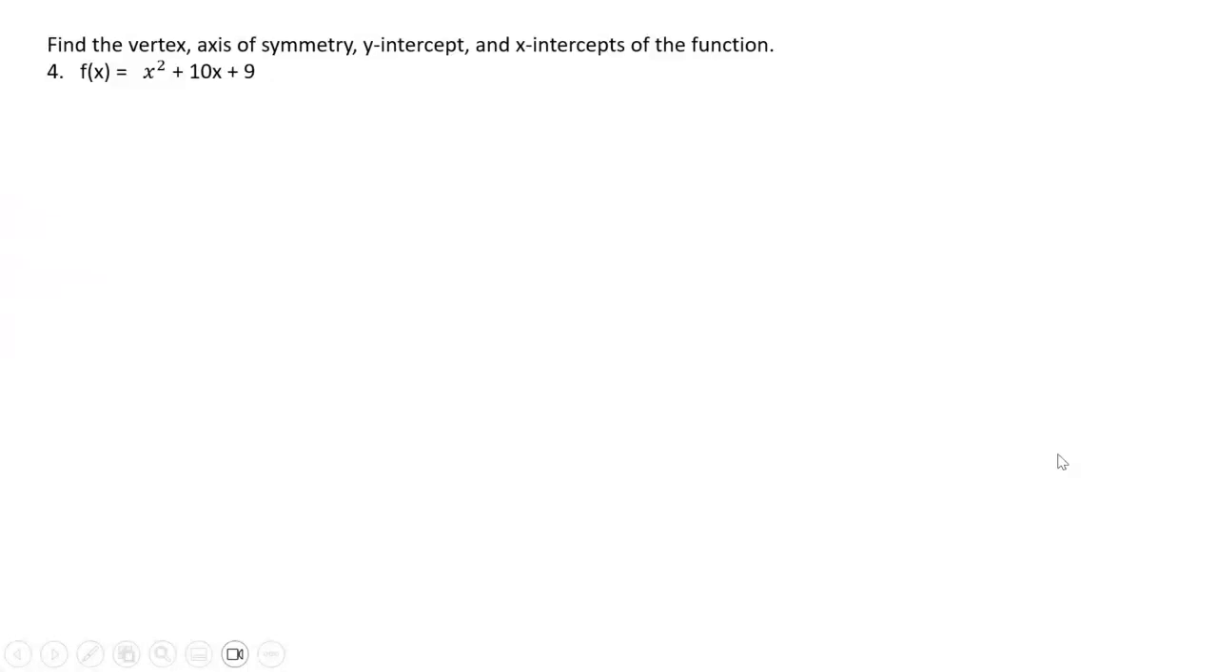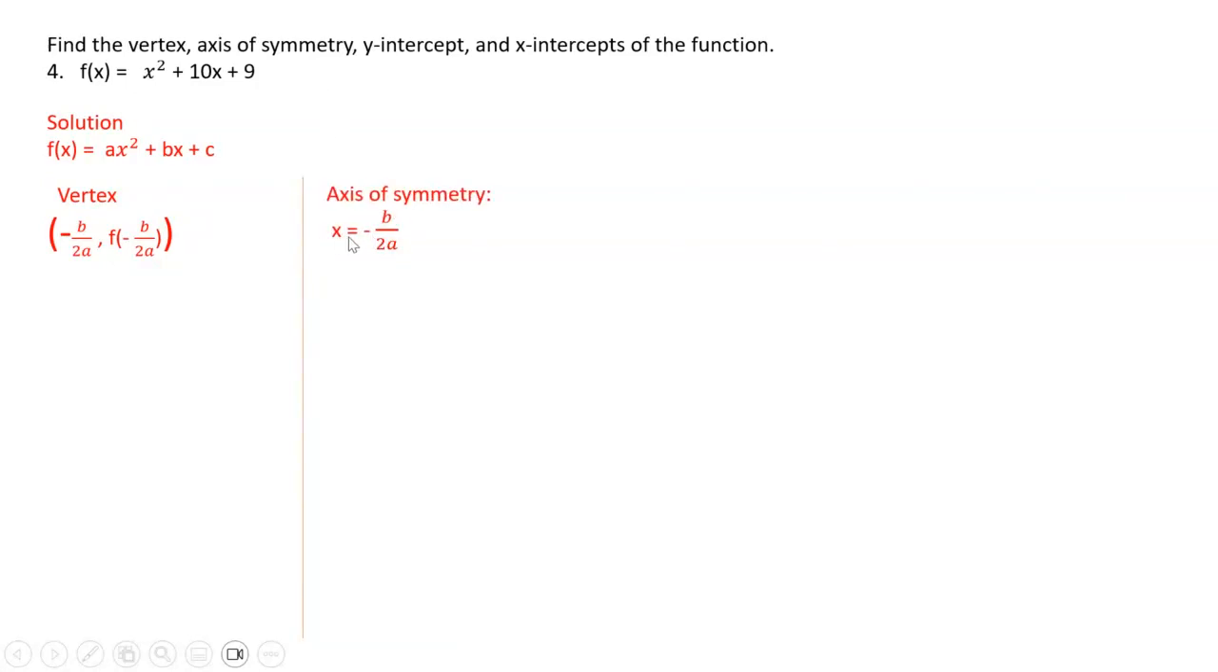Now number 4. Find the vertex, the x-axis symmetry, y-intercept, and the x-intercept of the function. Right, so the function is in this form, ax squared plus bx plus c. So the vertex will be negative b over 2a, that's the x part, and f of negative b over 2a will be the y part. For the x-axis symmetry, it's going to be x equals negative b over 2a. So once we find the vertex, we already found the x-axis symmetry also.